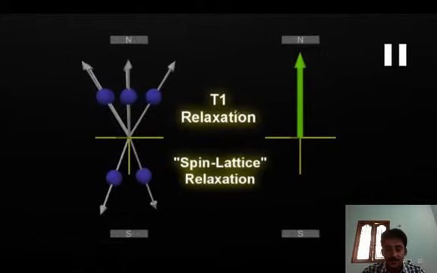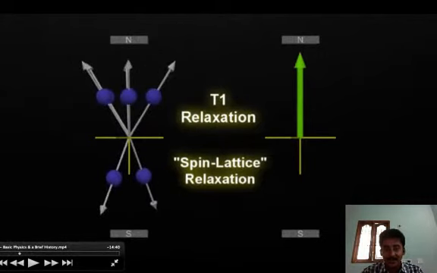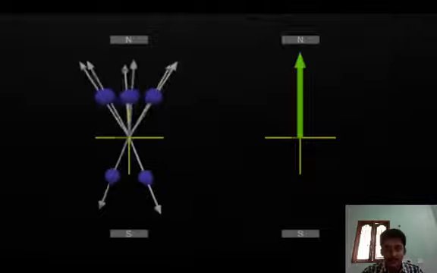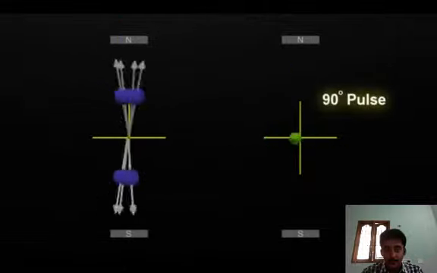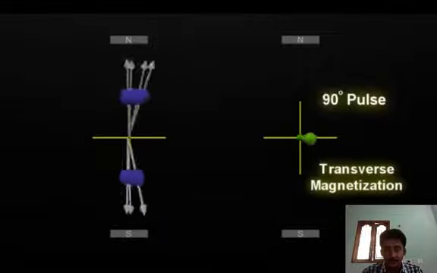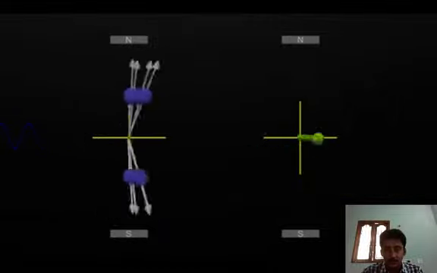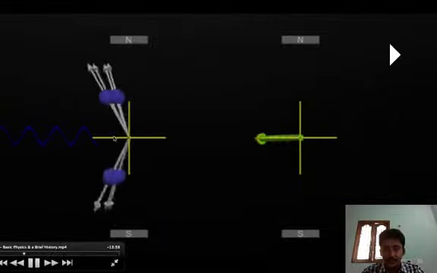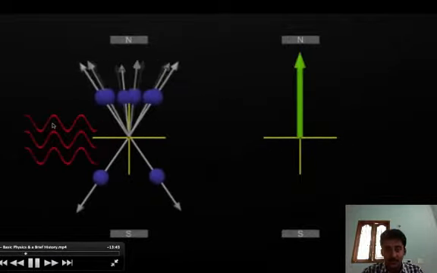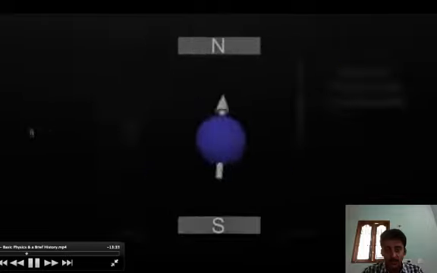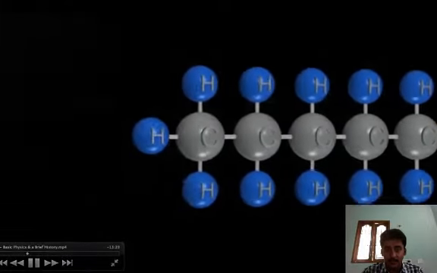This is T1 relaxation, spin lattice relaxation. That means the protons which we have pushed downwards start aligning to the same position upwards. This is called spin lattice relaxation. So we apply a 90 degree pulse to obtain transverse magnetization. So this is the energy emitted. We have energy emitting here. We can see energy emitting, and during relaxation we'll observe some heat dissipating.